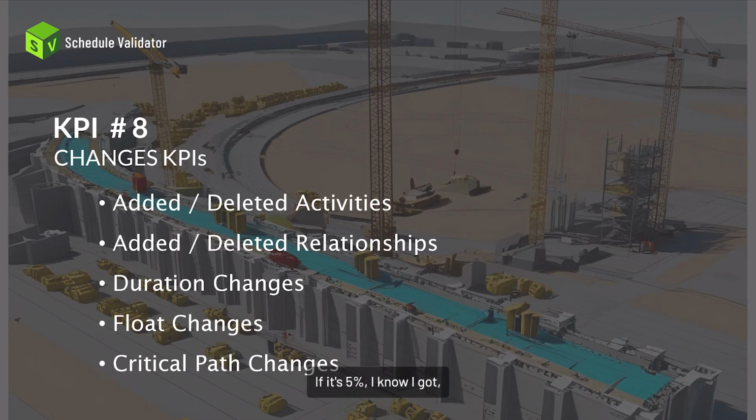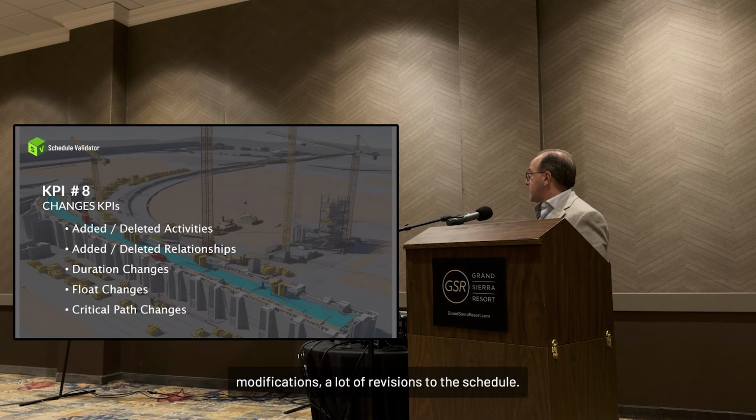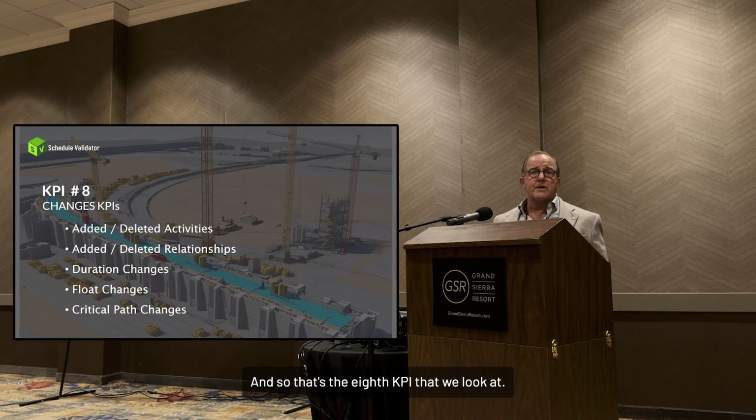If it's 5%, I know I made quite a few changes that month. If it's 10%, I made a lot of changes, right? And so it's just a really quick indicator of whether or not I'm having to make a lot of modifications, a lot of revisions to the schedule. And so that's the 8th KPI that we look at.